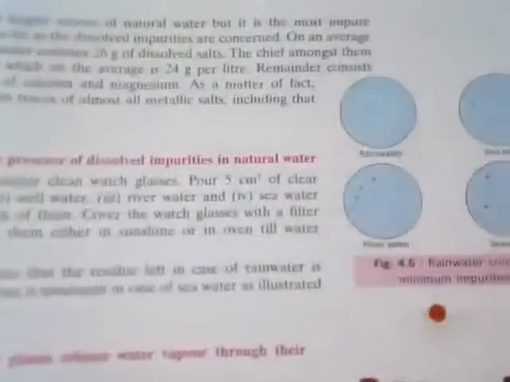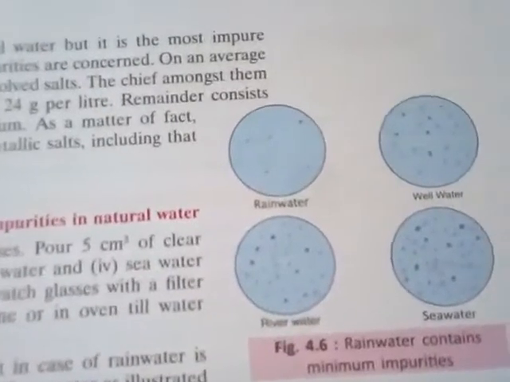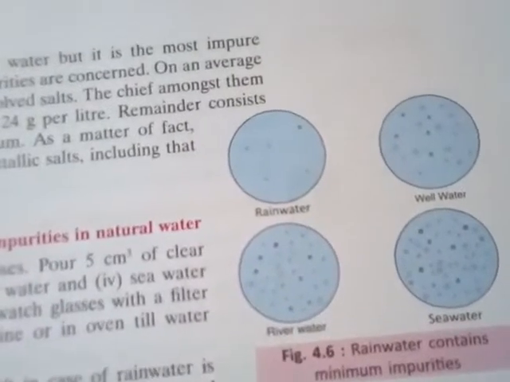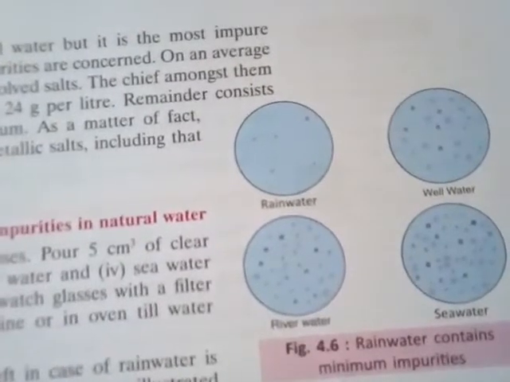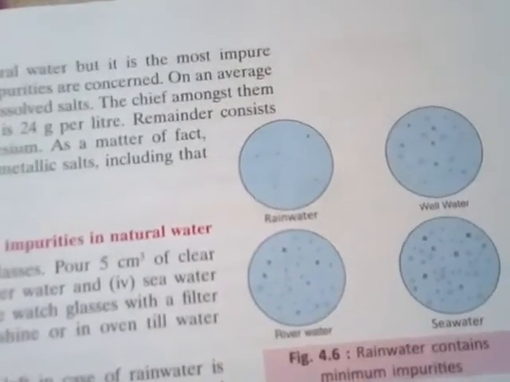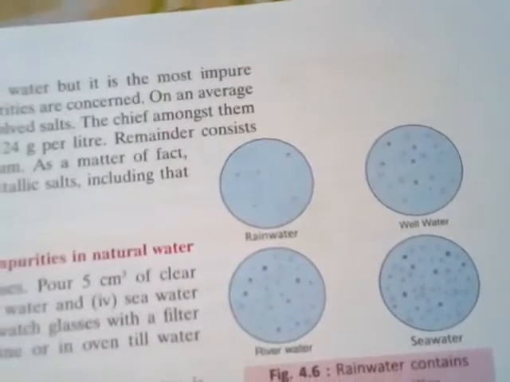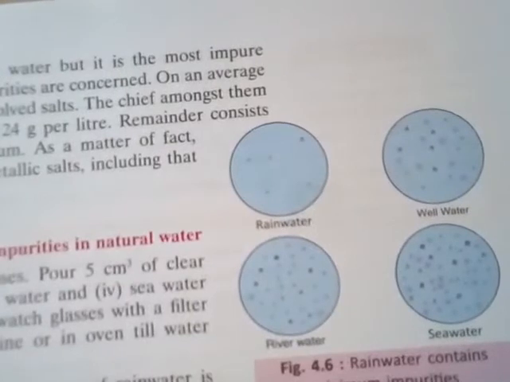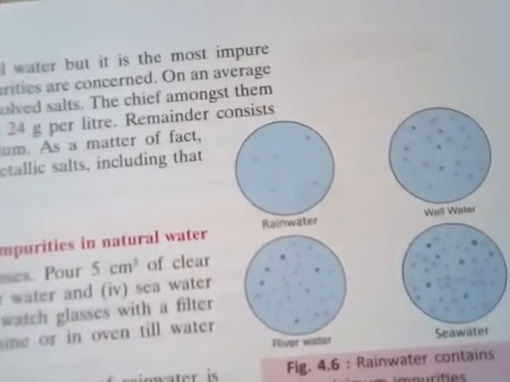So these are the four experimental things. I have taken, suppose, rainwater, well water, river water and sea water. See students, I have taken this water into four slides, or petri dishes, and the rainwater, well water, river water and sea water, I just open the mouth of this watch glass or the petri dish.